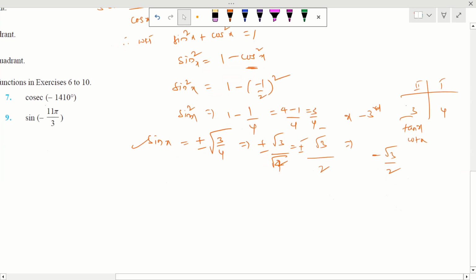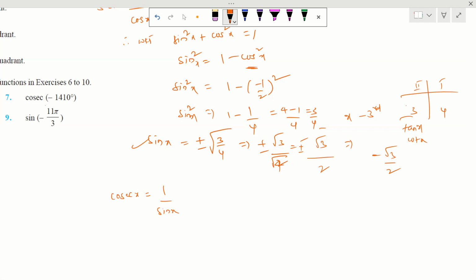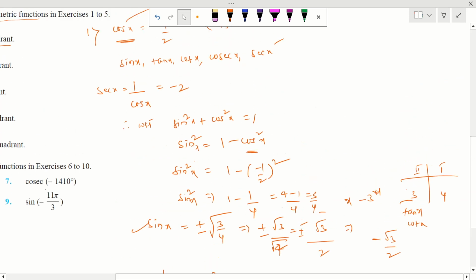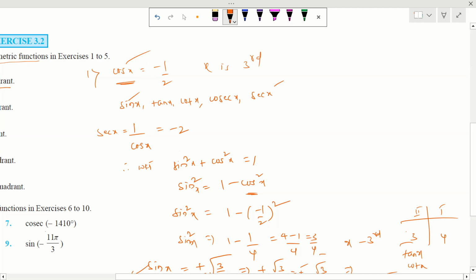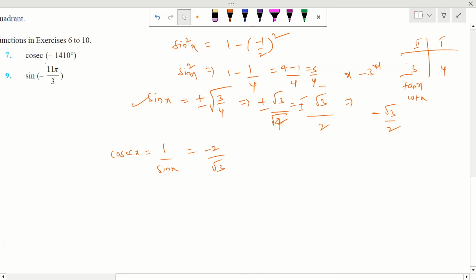Now we got sin x. The reciprocal of sin x is cosecant x, so cosecant x is 1 by sin x. Reversing root 3 by 2 gives minus 2 by root 3. So now we understood cosecant x, and how we found the value of sin x. Sin x, cosecant and secant we got, and we need to find cot x and tan x.